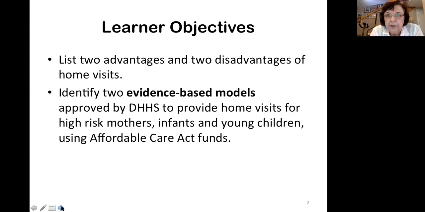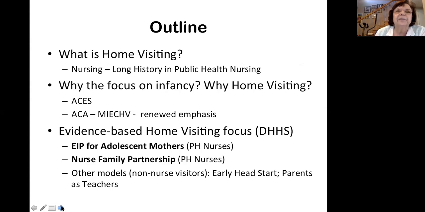I want you to be able to know some advantages and disadvantages of home visits, and then identify two evidence-based models approved by the Department of Health and Human Services to provide home visits for high-risk moms, infants, and young children using Affordable Care Act funds. So you're actually going to learn some of that.